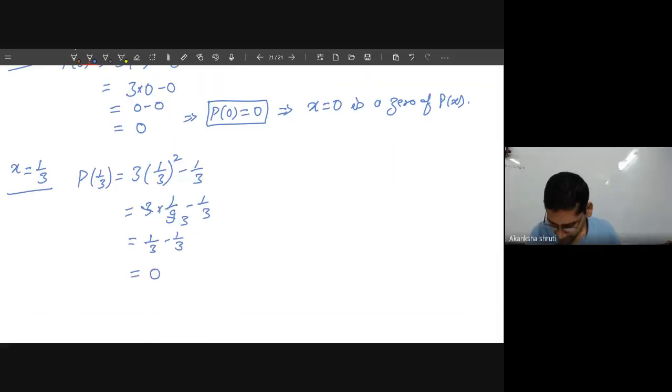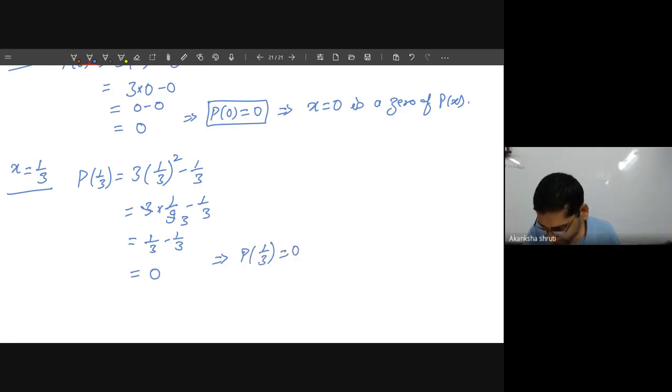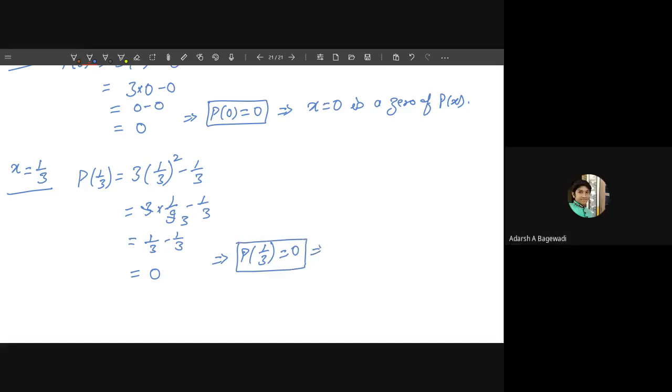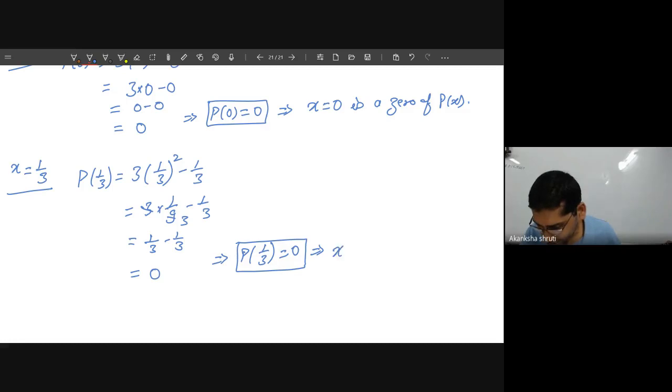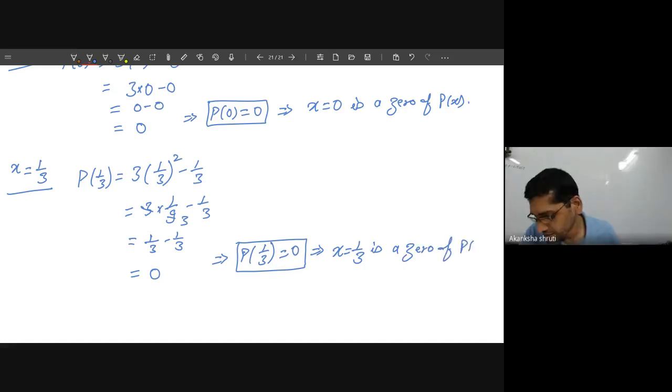So what are we getting? It is a zero. 1 by 3 is also a zero of the polynomial. Whatever value of x we are taking here, x equals 1 by 3 is a zero of the polynomial. Very good. So this way we can check whether the given value of x is a zero or not.